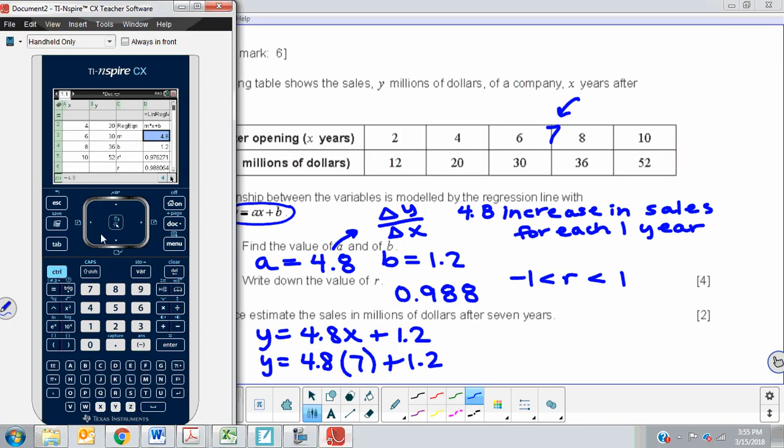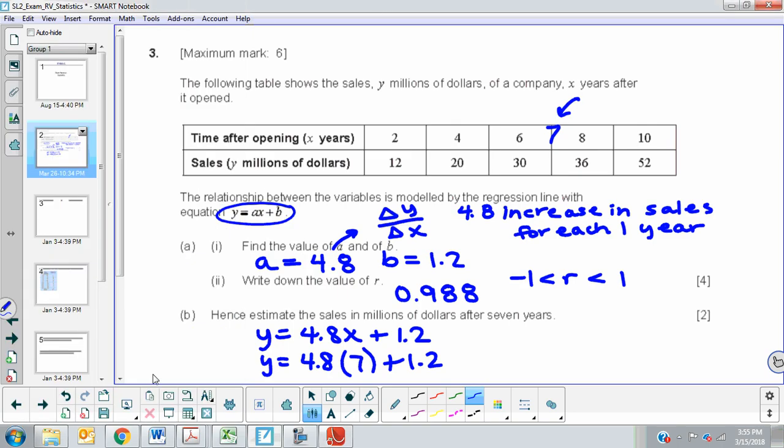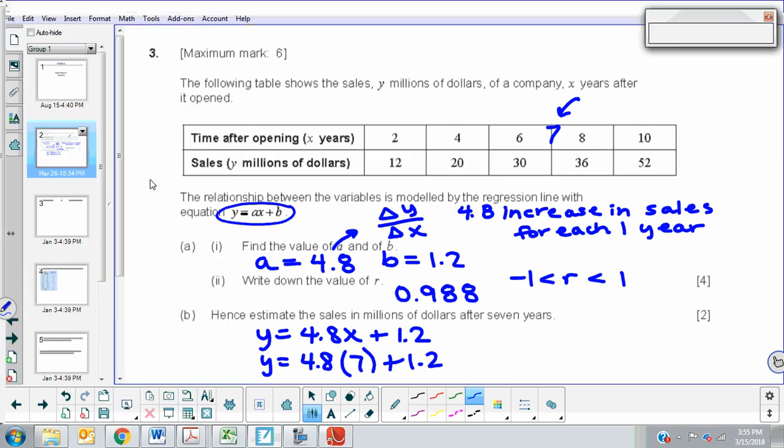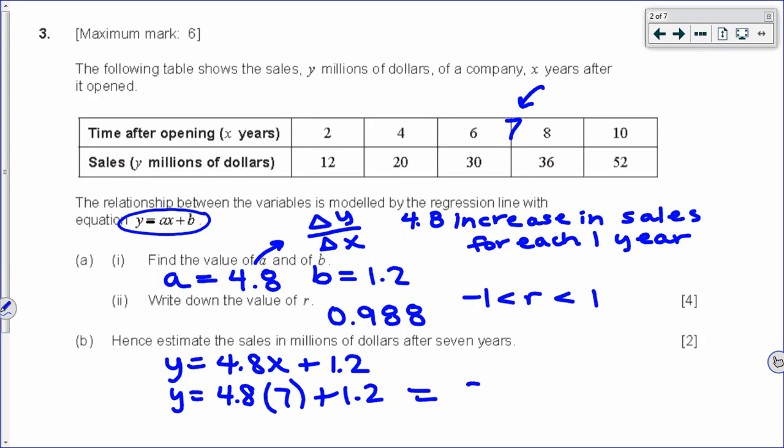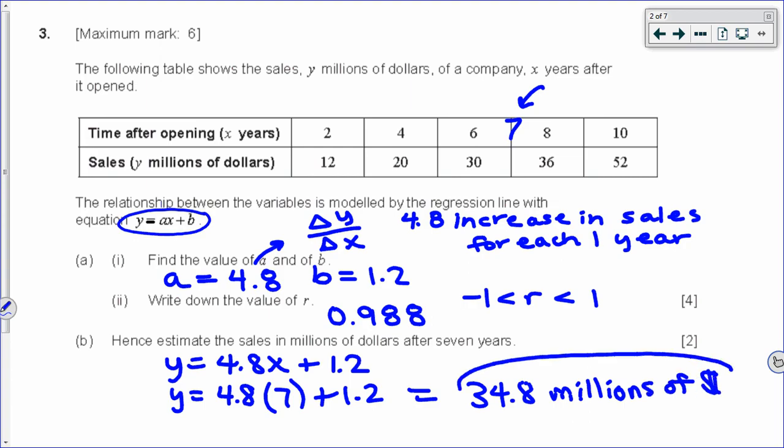Now my calculator saved that regression equation as F1, so rather than typing in the equation, I can type in F1 and put a 7 in there, and it'll evaluate 34.8. Or you could just type it into the calculator if you'd rather. 34.8, and that's millions of dollars if we're giving the correct unit. Millions of dollars.